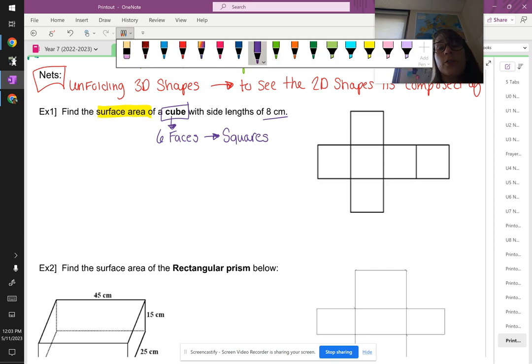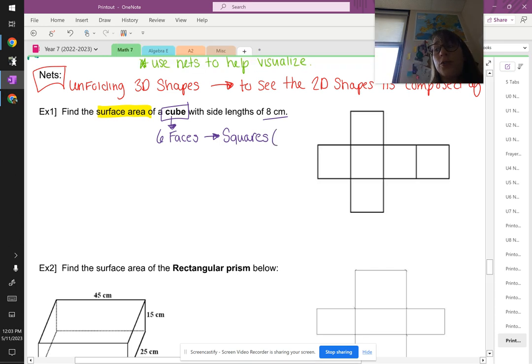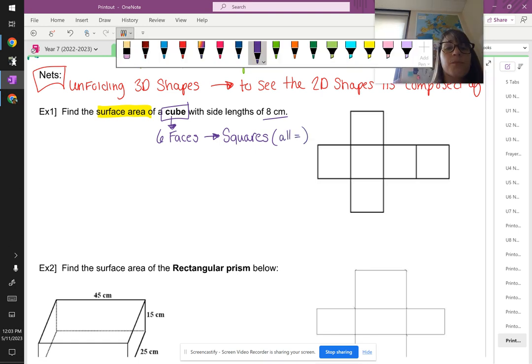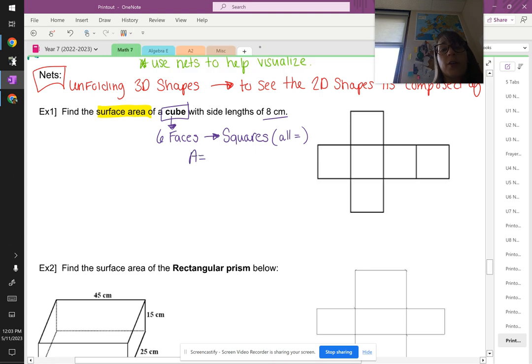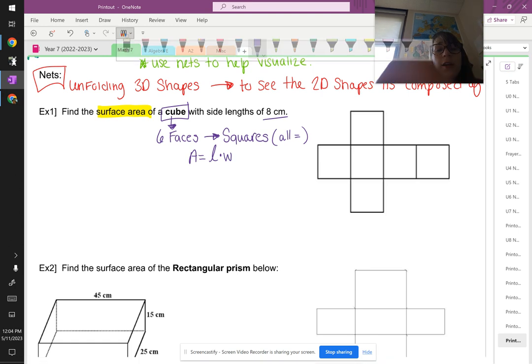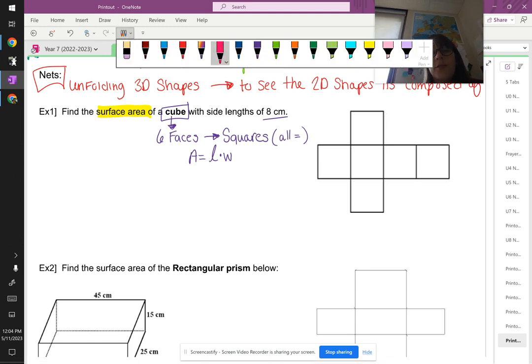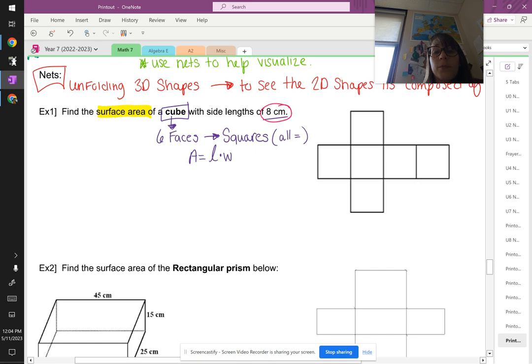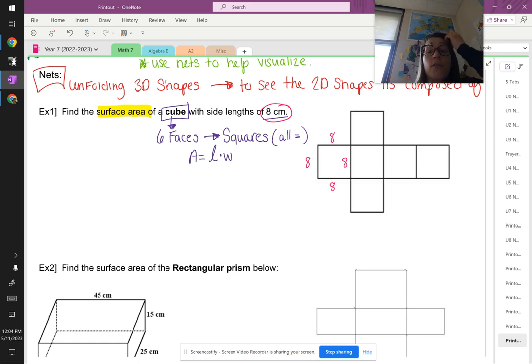Well, going along with squares, you should recognize that we know squares are all equal. They have all equal sides. In order to find the surface area, I need to know the area formula of a square. And an area formula for a square is the same as it is for a rectangle, the length times width. The problem tells us that the dimensions of the squares are 8. I know that a square has all 4 equal sides, so I can label all of them as 8.